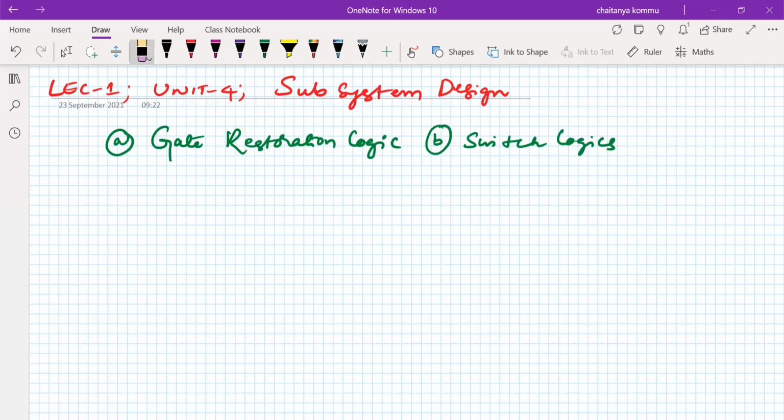So what is the basic difference between these two logical implementations? If we apply the input at the gate of the transistors, such a realization we call gate restoration logic. Whereas in switch level logic, we have to apply the input at the source or drain terminals. If you apply the input here, this is called gated logic. If you apply the input at this place, then we call it switch logic implementation. We take switch logic implementation after some time. First, we talk about gate restoration logic.